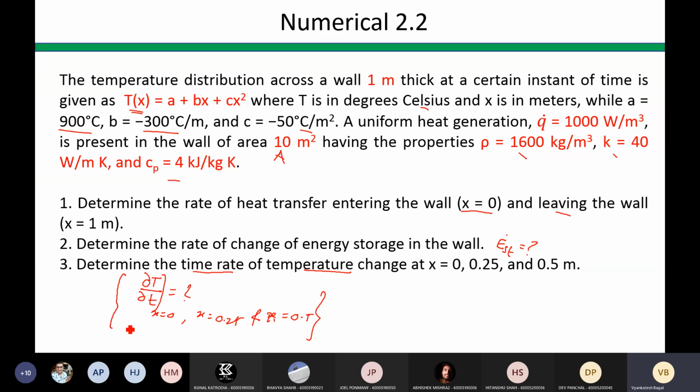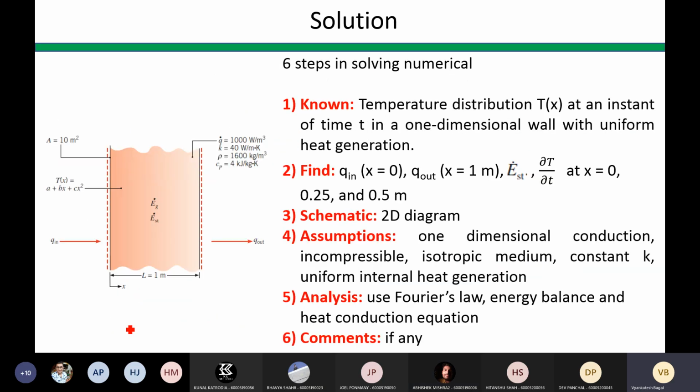So have you understood what this problem is all about? This is a Cartesian coordinate system, and the problem is one-dimensional heat conduction with internal heat generation. I repeat, this is a problem of one-dimensional heat conduction with internal heat generation, because this q dot term is given, right? Hello, is it clear? Yes, sir. Okay, how to solve this?